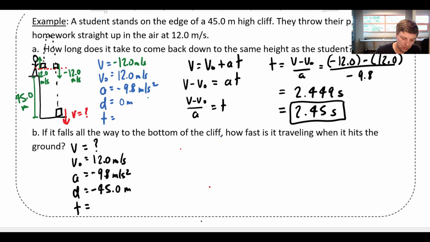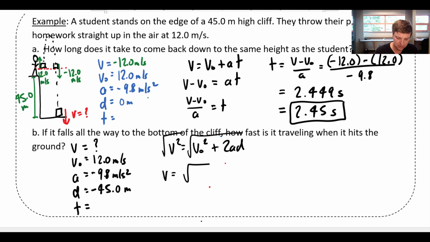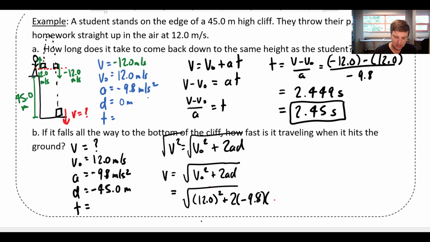Okay, and so I'm going to find the final velocity using this formula. So v squared equals v naught squared plus 2ad. And I can do that. That's a fairly straight solve. I'm just going to square root this whole thing and get v is equal to the square root of v naught squared plus 2 times a times d. And so that's going to equal the square root of 12 squared plus 2 times negative 9.8 times negative 45.